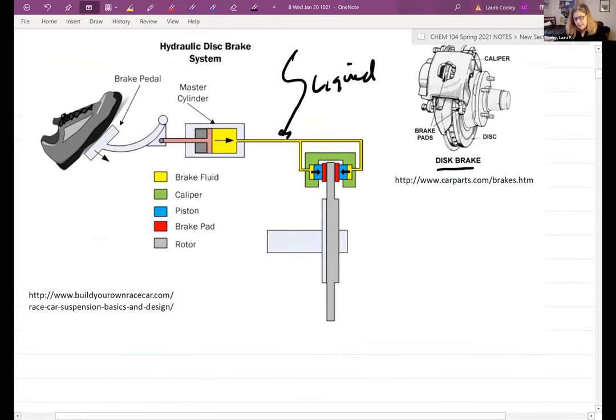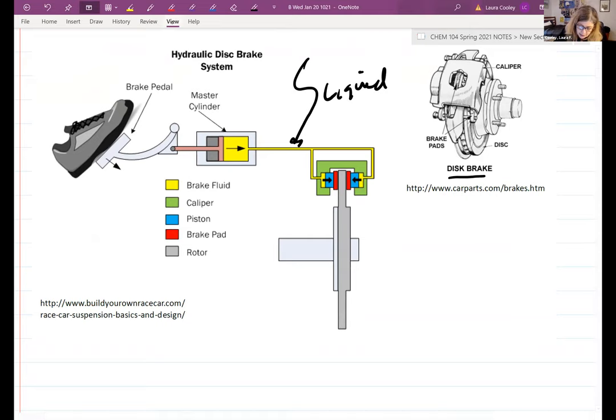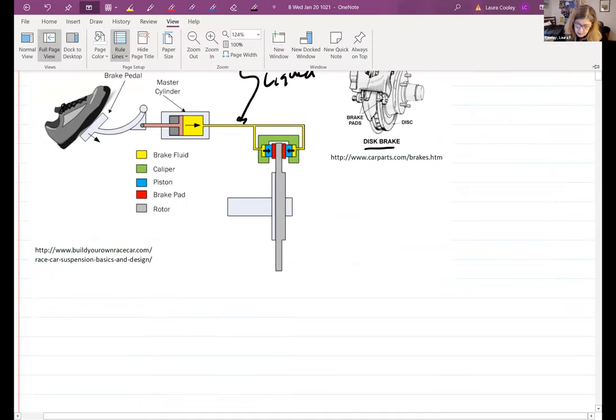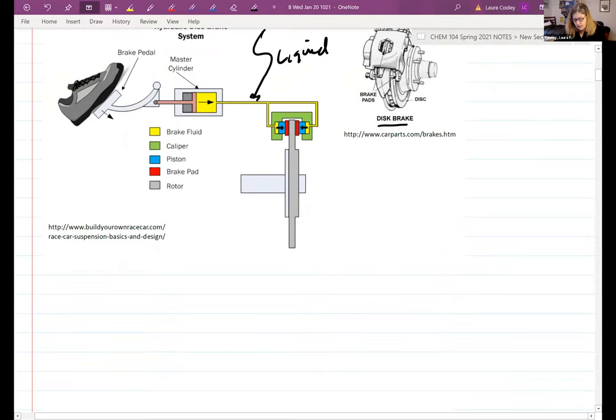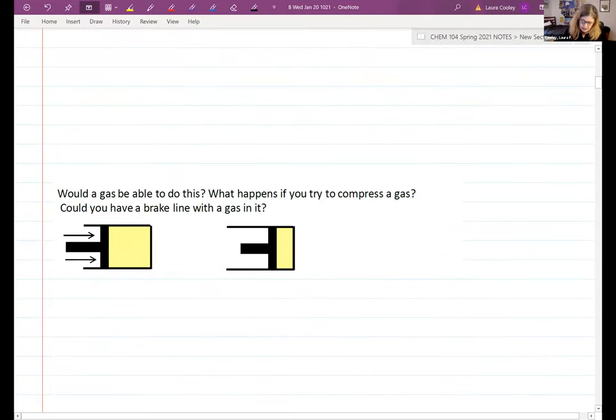And you know, sometimes when you have problems with your brakes, you might have air in the brake lines. The reason that's bad is because when you push on air, the air just gets compressed, which brings me to my next little picture here. If this yellow stuff were a gas and not a liquid, and you push hard enough on it, what happens is it simply compresses.